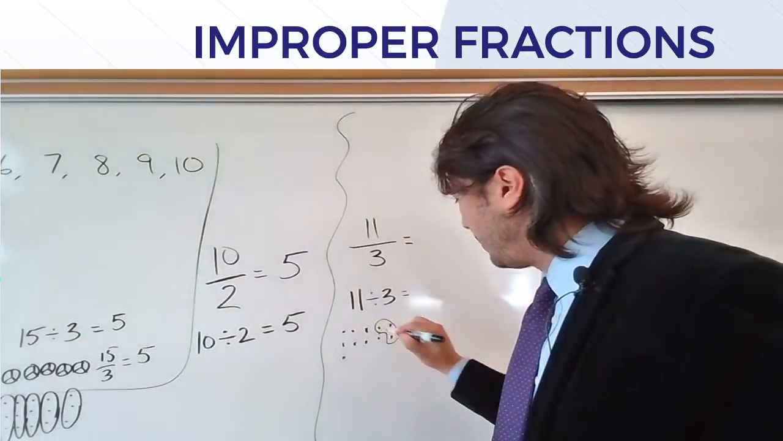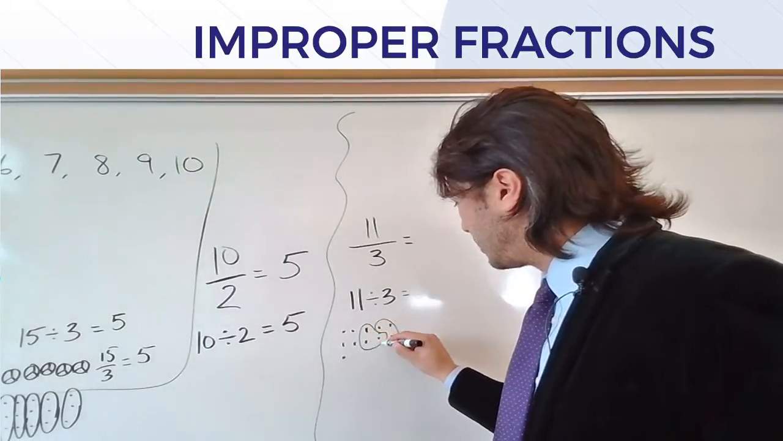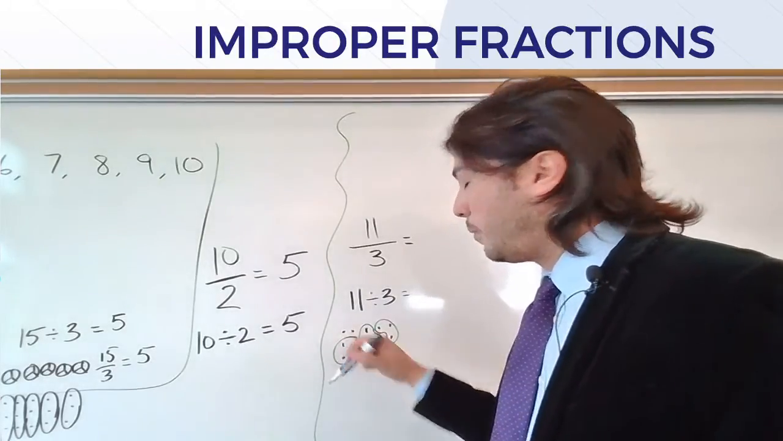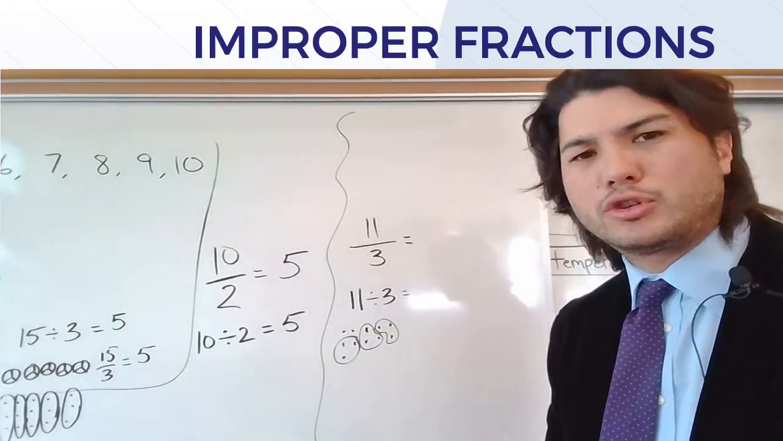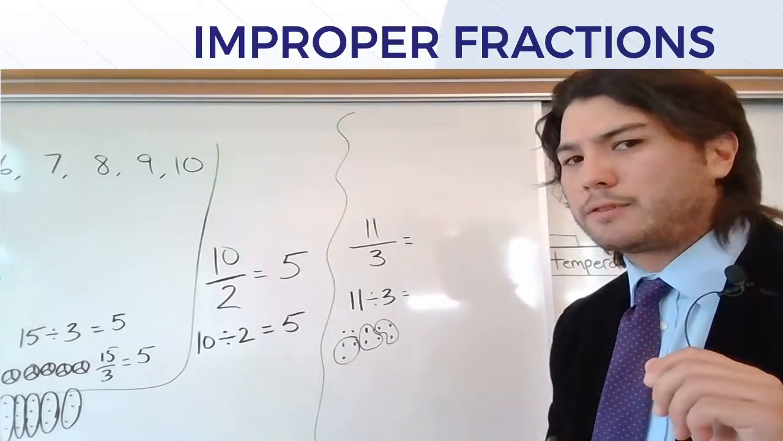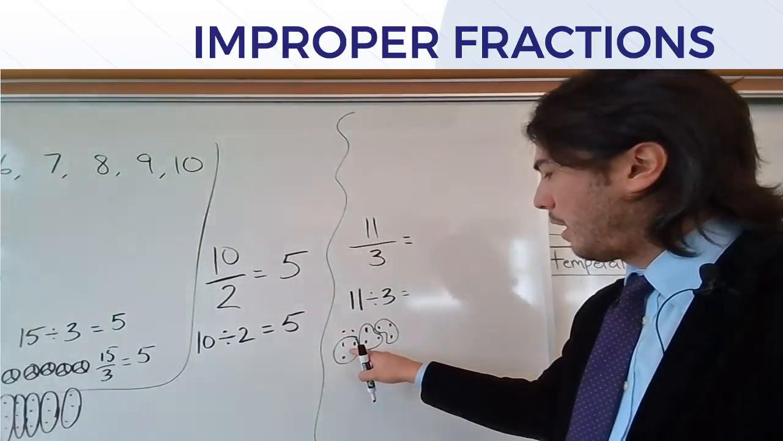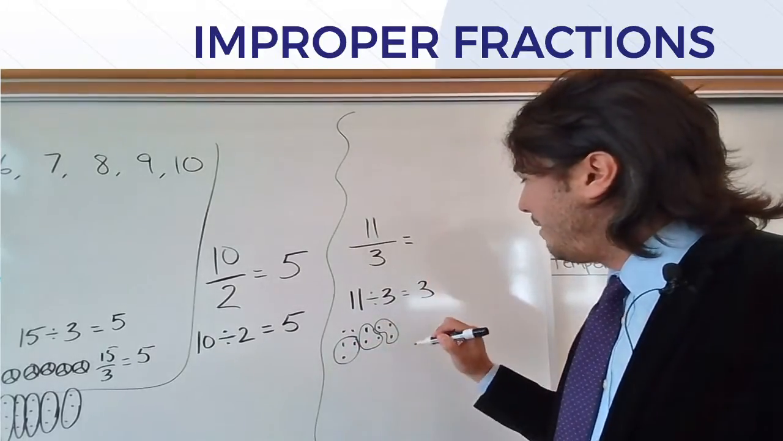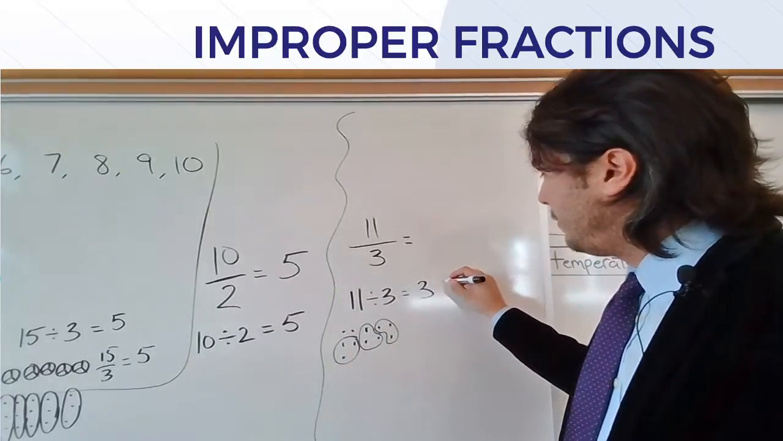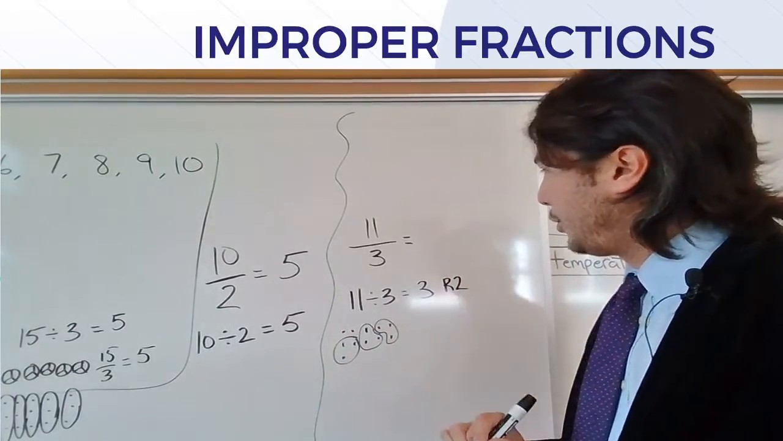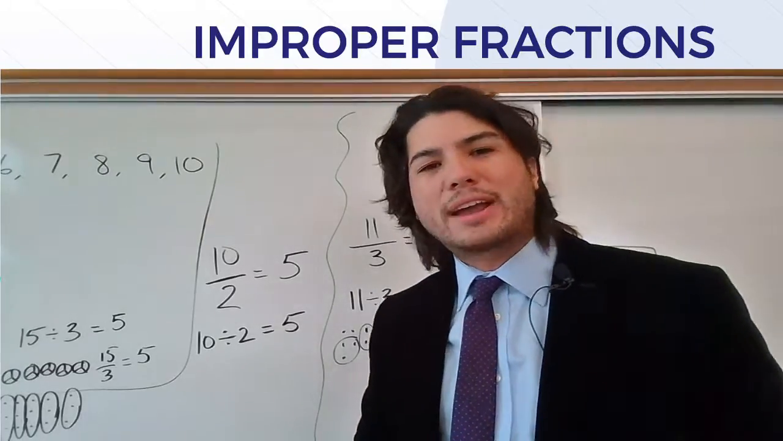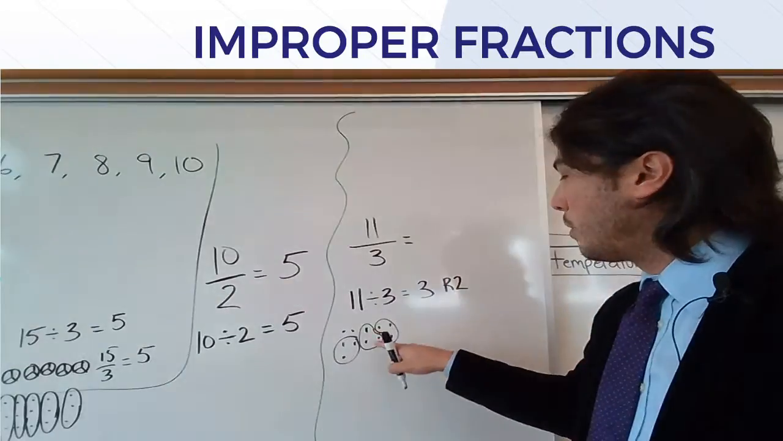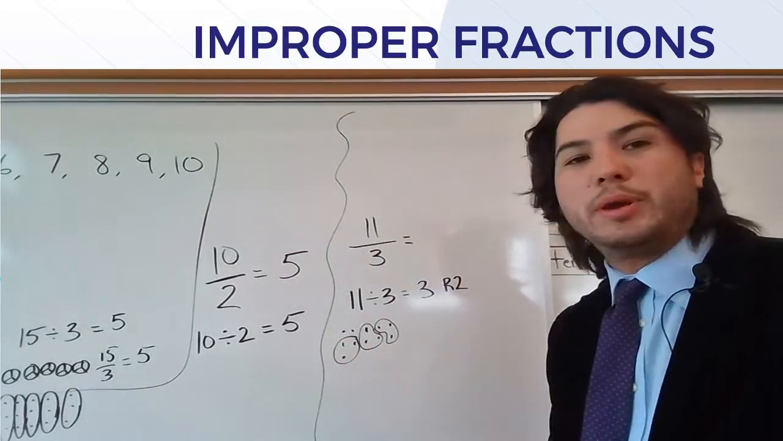Here's one group of 3. Here's a second group of 3. Here's a third group of 3. Oh, and we don't have enough for another group of 3. We've got 2 left. So we've got our answer. Our quotient becomes how many groups? 1, 2, 3. And then in division terms, we'd say remainder 2. In fraction terms, we keep the denominator that we have because we're considering each of these pieces to be 1/3.